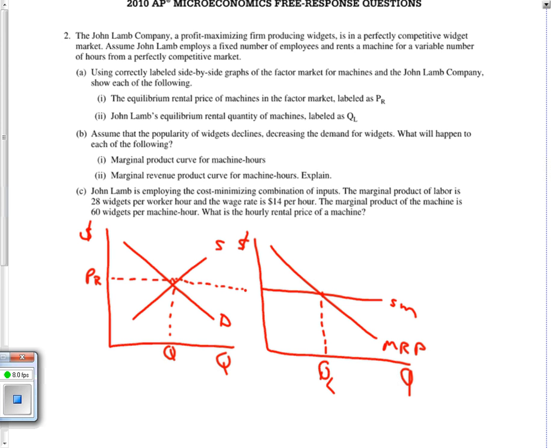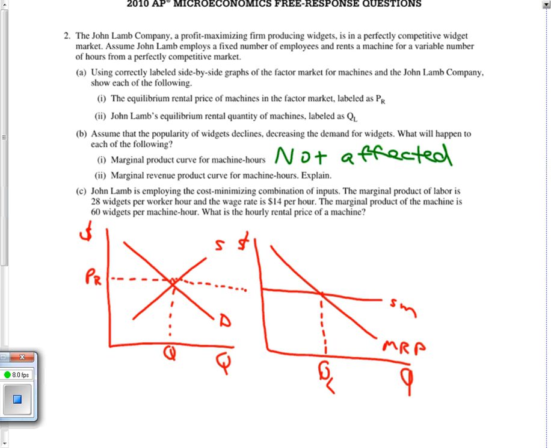Part B then says, assume that the popularity of widgets declines, decreasing the demand for widgets. What will happen to each of the following? It doesn't say to graph part B, so you don't have to, but you certainly can. But that's not enough to answer the question. So it says marginal product curve for machine hours. Well, the marginal product curve is not affected, because the decrease in demand for widgets does not affect the actual productivity in terms of units made by the machines.